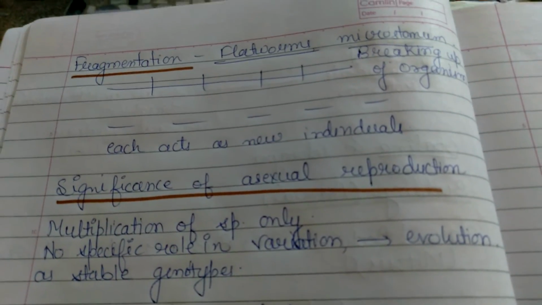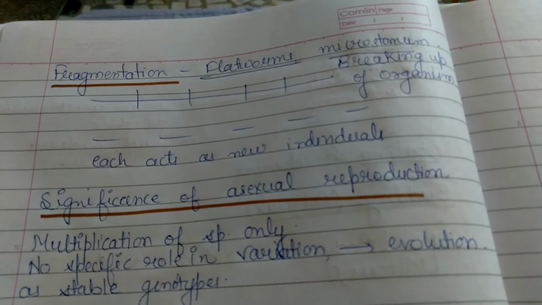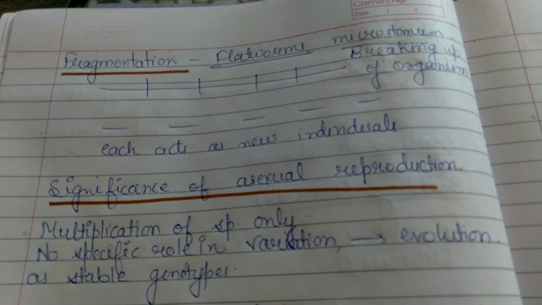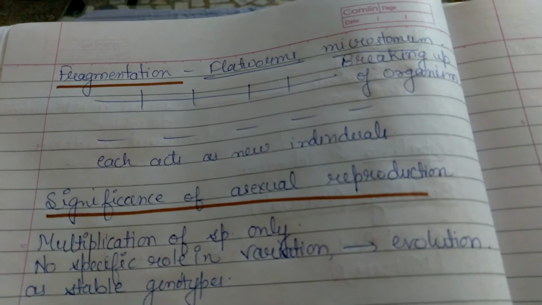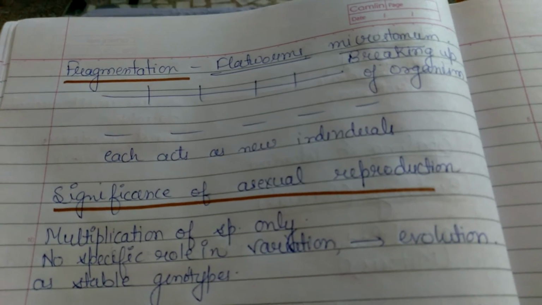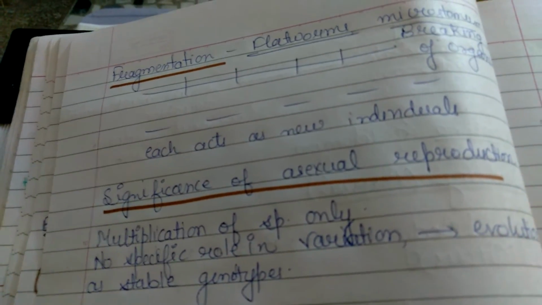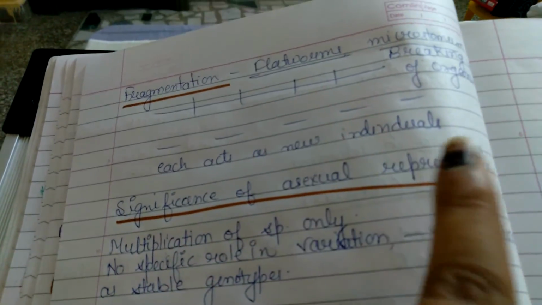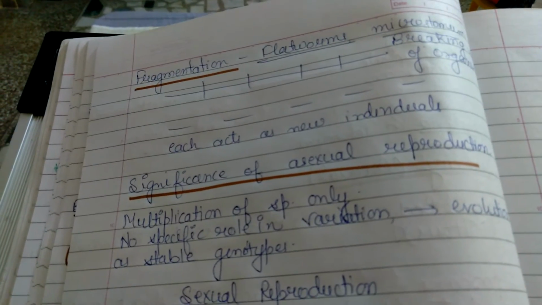Next is fragmentation. In this, breaking up of the organism occurs. Examples are flatworms and Microstomum. In this, an organism gets fragmented like this, and each fragment acts as a new individual.